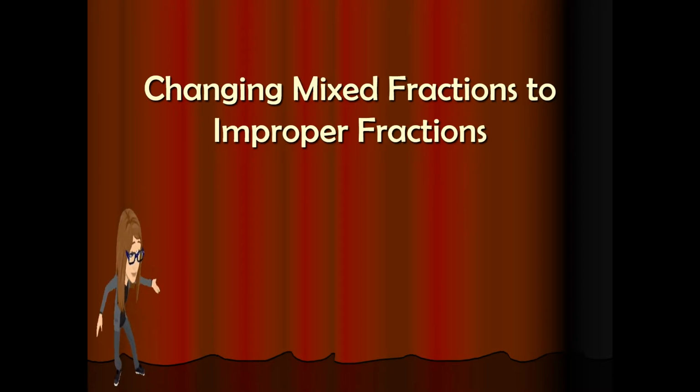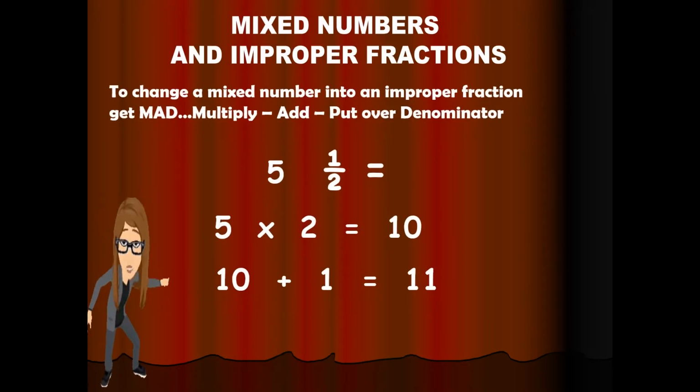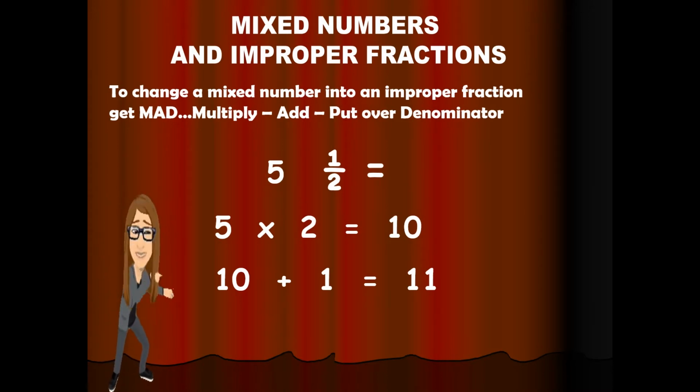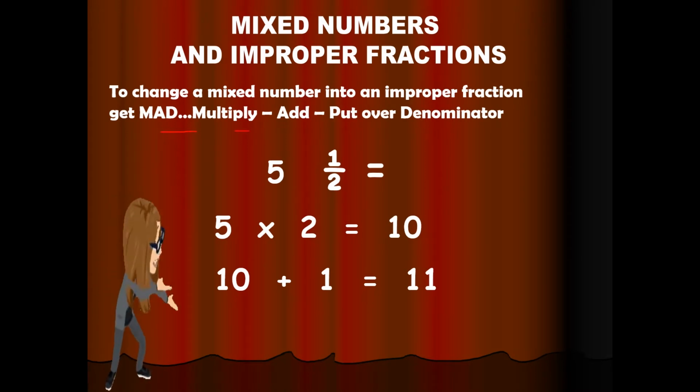Today, our topic is about changing mixed fractions to improper fractions. Okay, class, to change a mixed number into an improper fraction, we have to get MAD. What is MAD? It means you multiply, then add, and then put over the denominator.